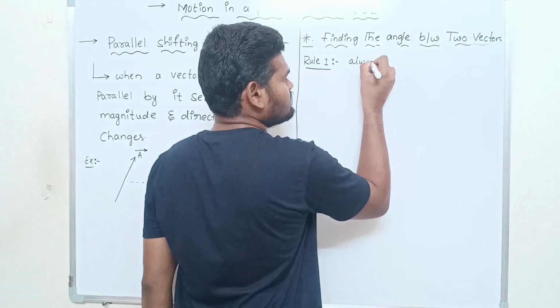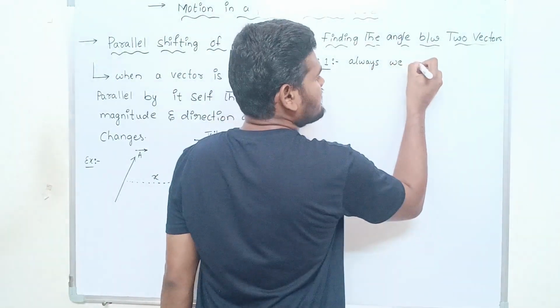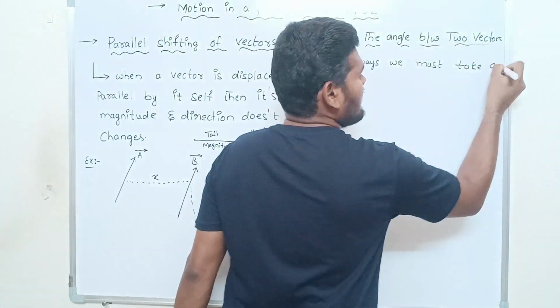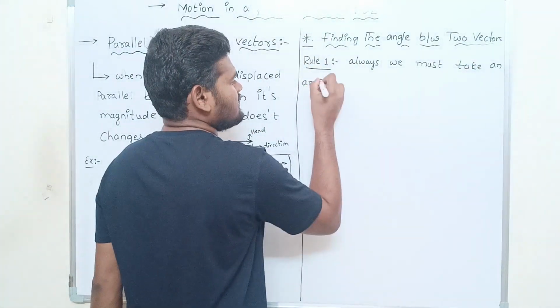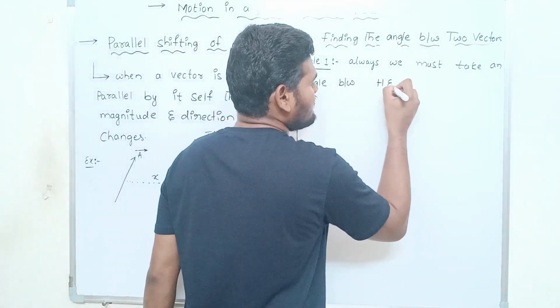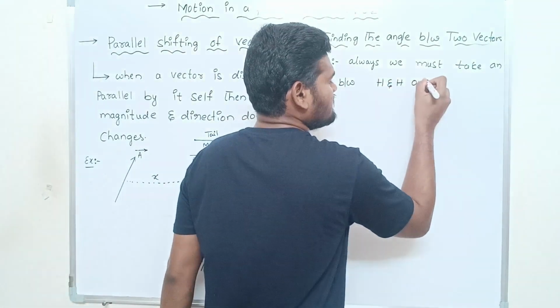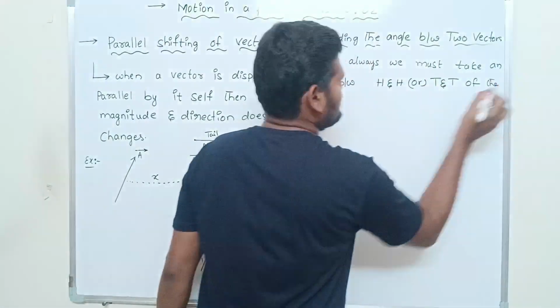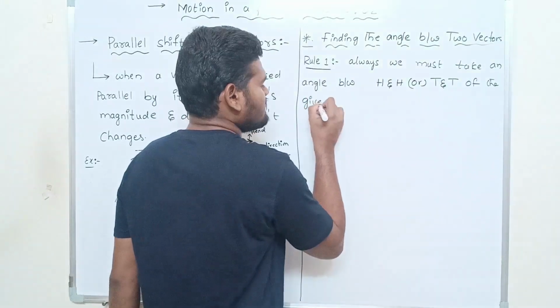we must always take an angle between head to head, tail to tail of the given vectors.